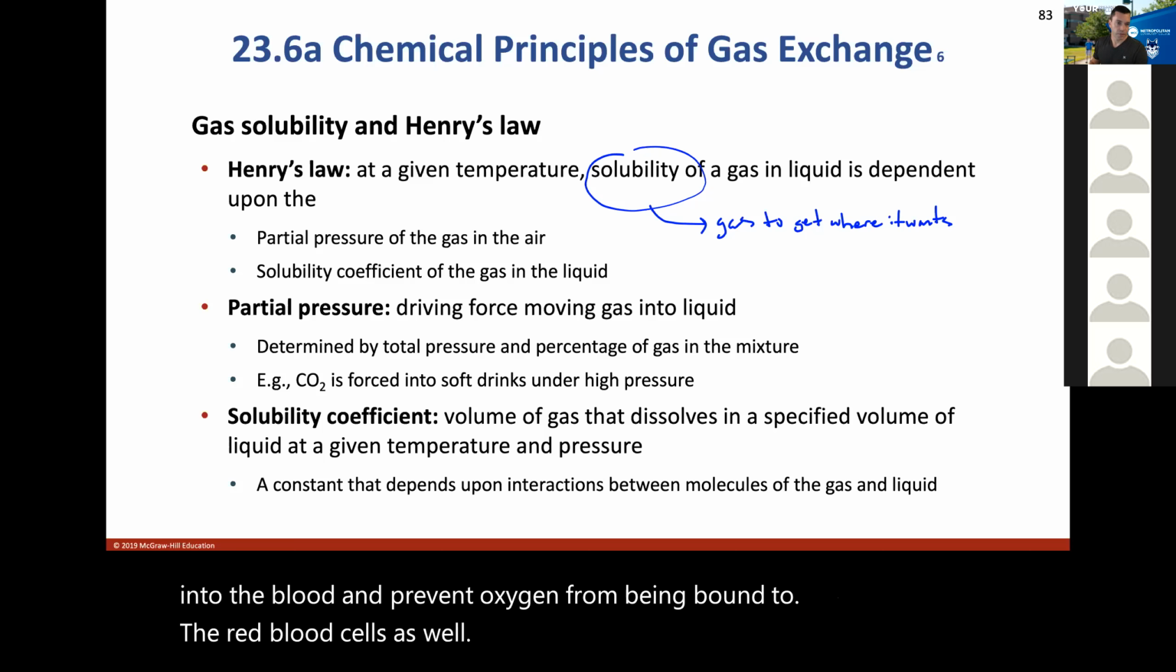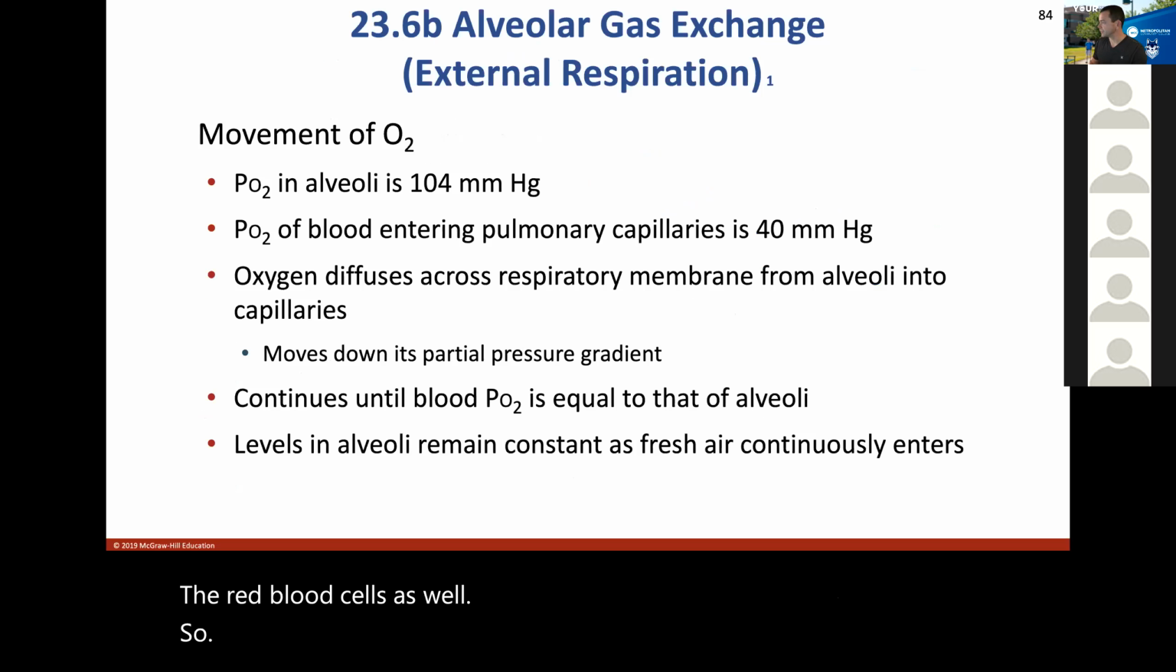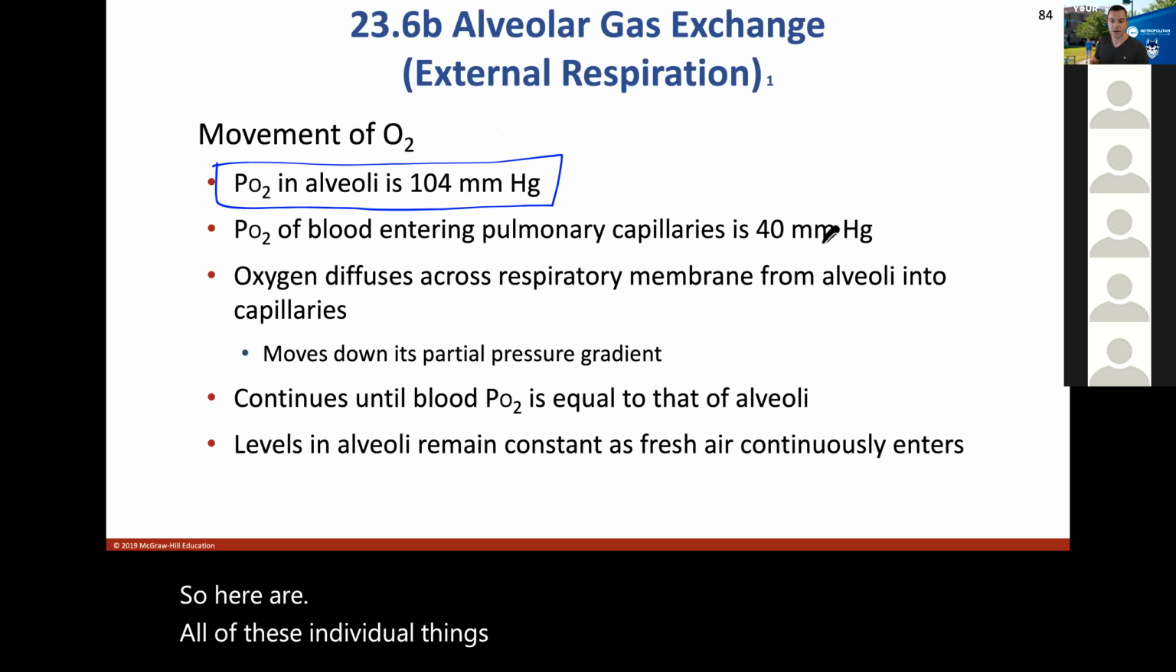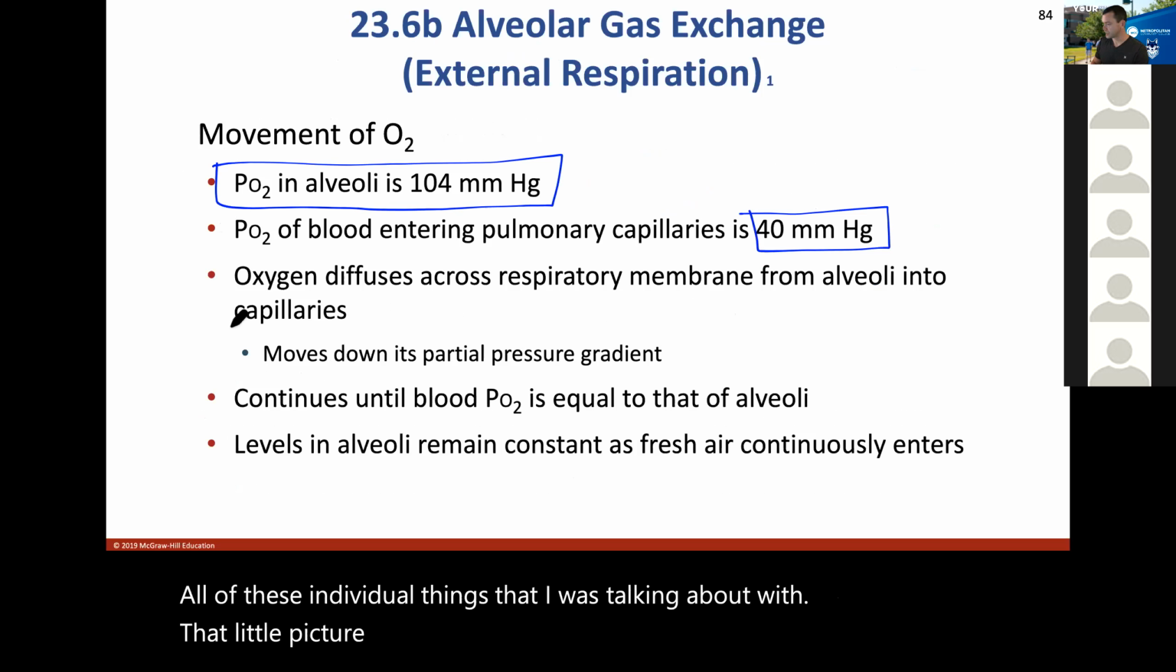So there are a lot of uses for it. So here are all of these individual things that I was talking about with that little picture three slides ago.